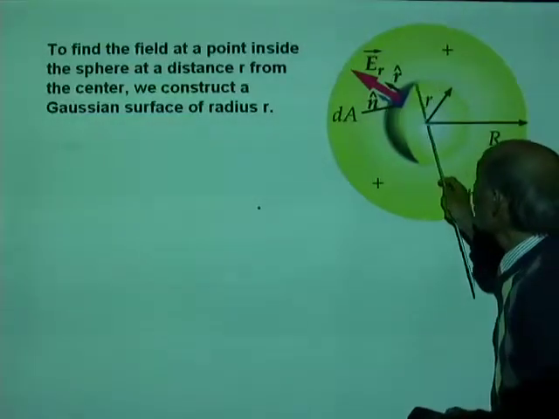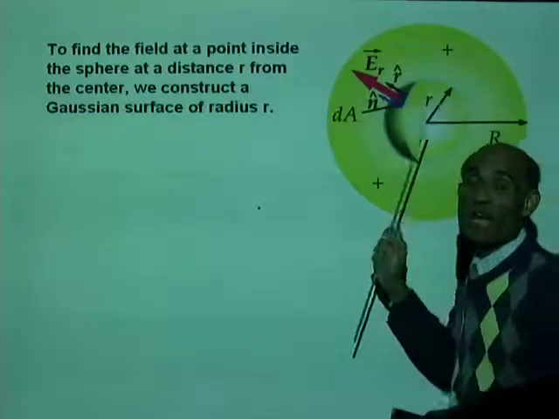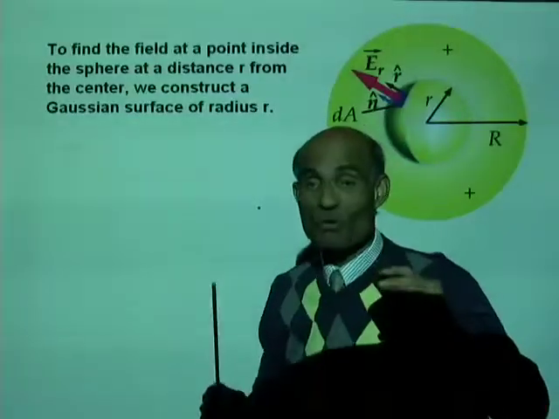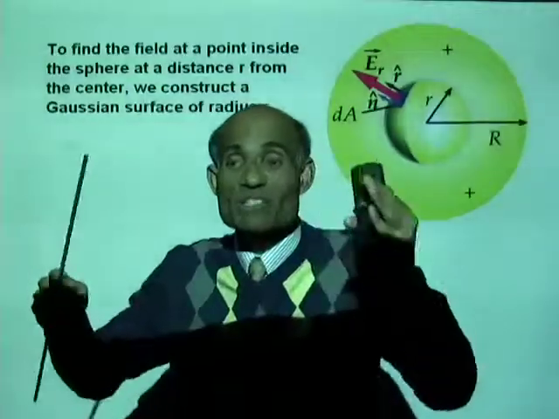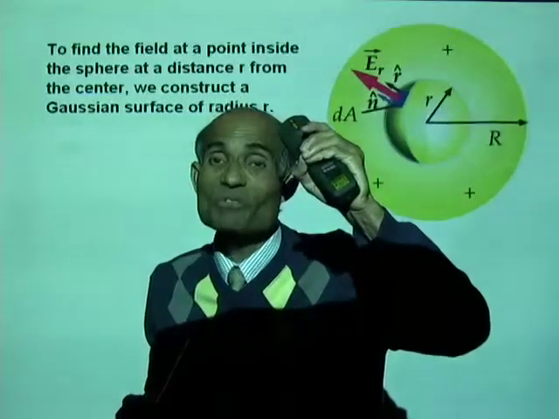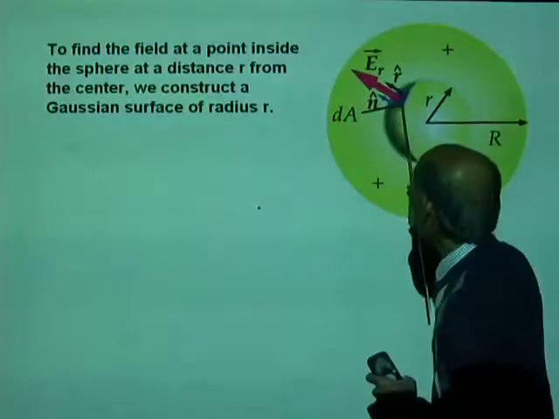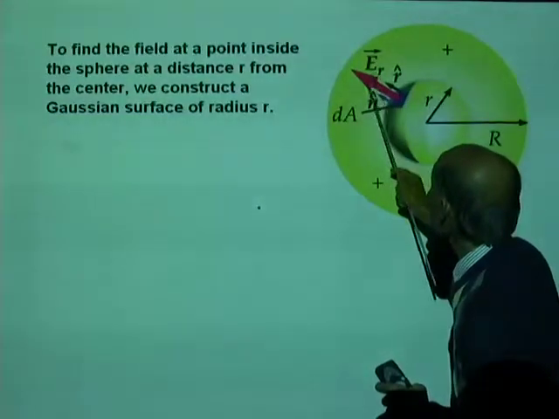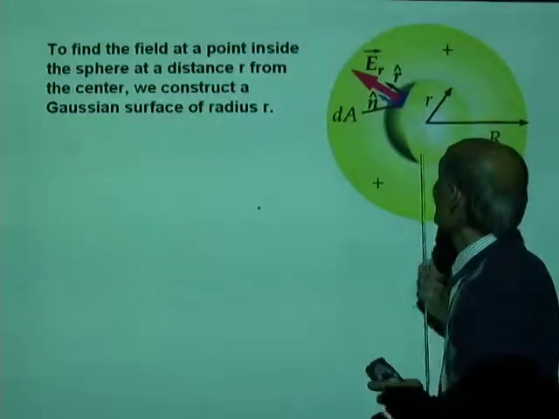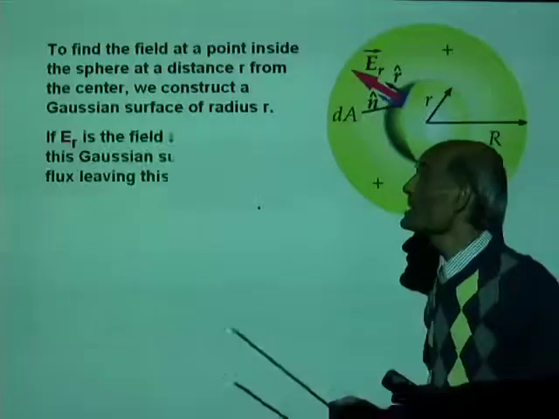And this is the Gaussian surface, and we want to find the electric field at a point on the Gaussian surface. Remember, the Gaussian surface is constructed in such a way that the point where you want to find the electric field is on the Gaussian surface. So we want to find the electric field E_r at this point on the Gaussian surface. Alright, that's simple now. You can use Gauss's law very easily.